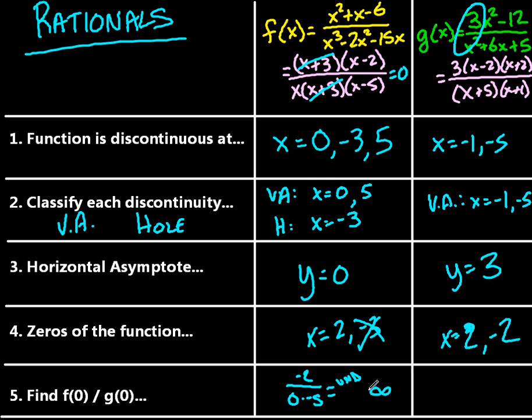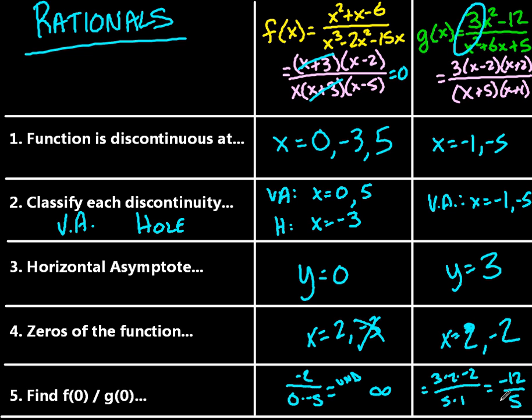For the second one, if I plug in 0 again, up top I would get 3 times 2 times negative 2. On the bottom I would get 5 and 1. So I would get 3 times 2 times negative 2, which is negative 12, divided by 5. So this is negative 12 over 5. And that's all we need to look at for that.